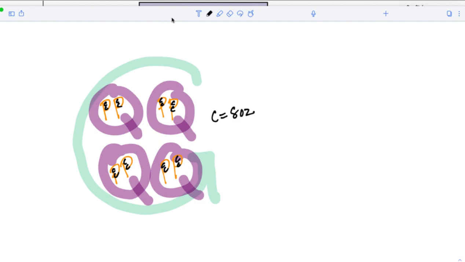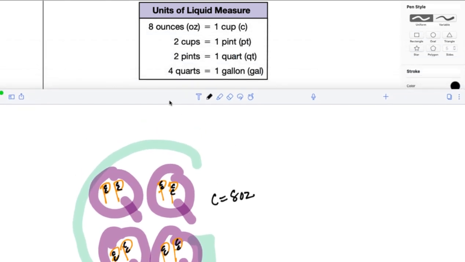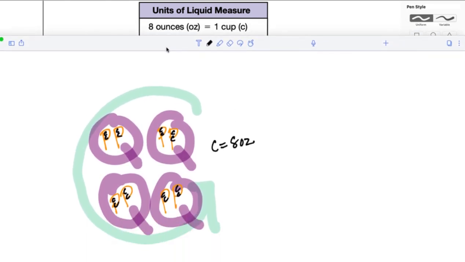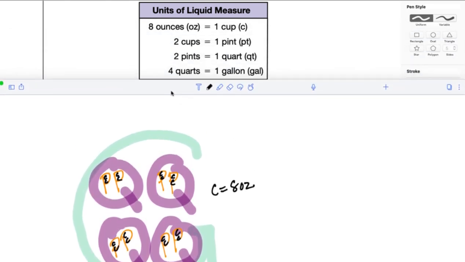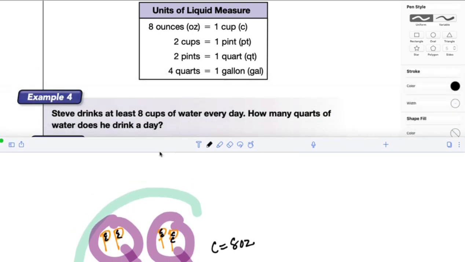So this is the information that they're talking about here. All of this is written here in a relatable way: 4 quarts in 1 gallon, 2 pints in 1 quart, 2 cups in 1 pint, and 8 ounces in 1 cup. So I like being able to look at it and it helps me go through problems. So let's go ahead and do just that. Let's go through some problems here.